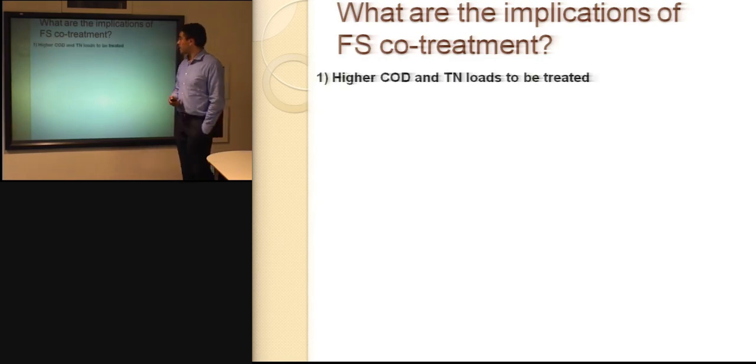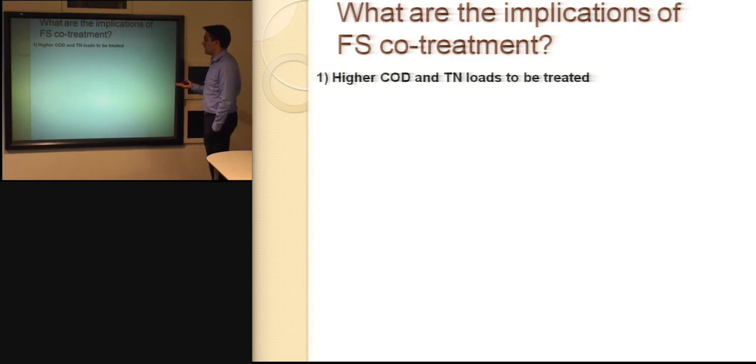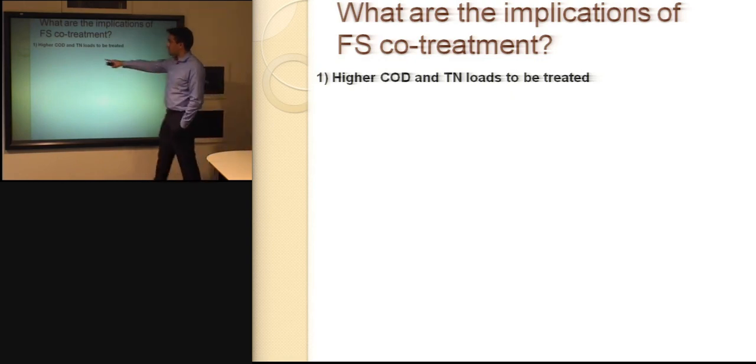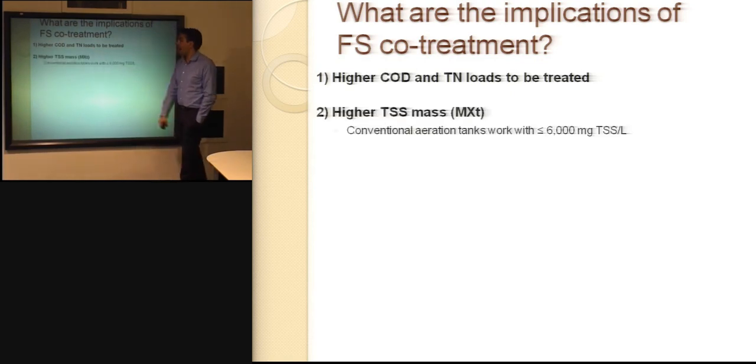Those implications can range from, directly speaking, the very high COD and total nitrogen loads that will need to be treated, to the higher total suspended solids that will be generated in the plant because of these very high organic and nitrogen components present in the fecal sludge.